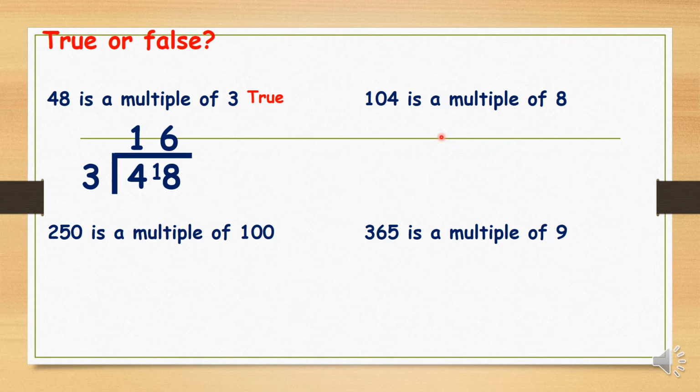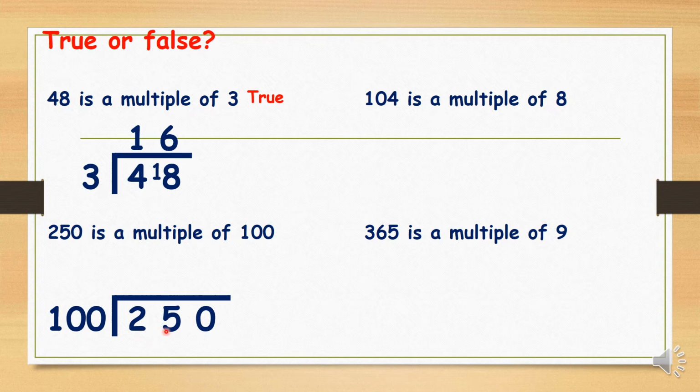Let us look at the second example. We want to know if 250 is a multiple of 100. So we are going to divide 250 by 100. The answer is 2 times with a remainder of 50. Since there is a remainder, 250 cannot be divided exactly by 100. So the answer is false.